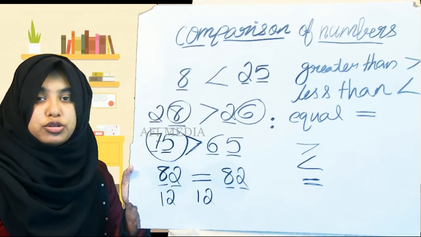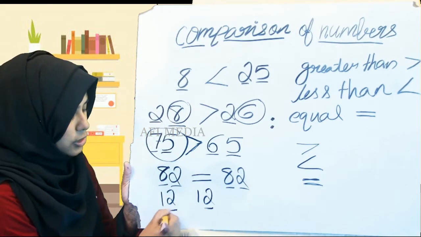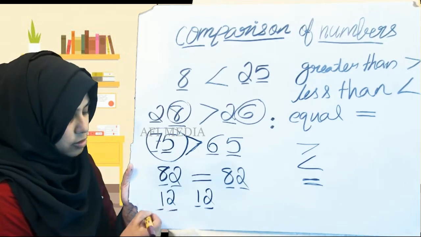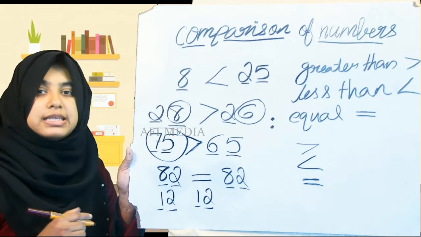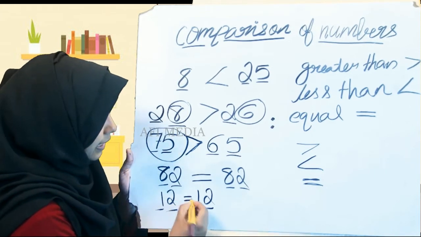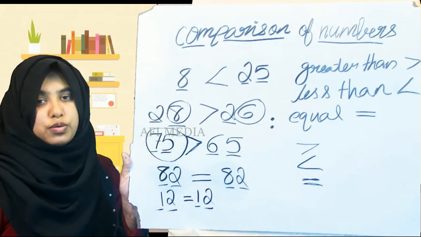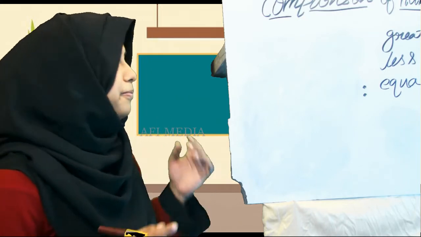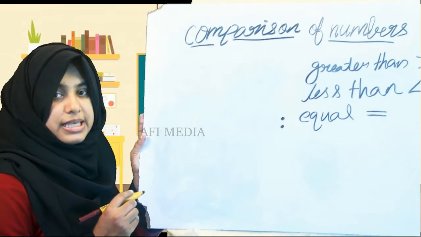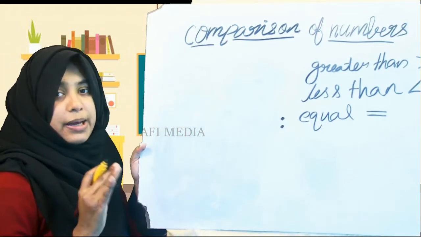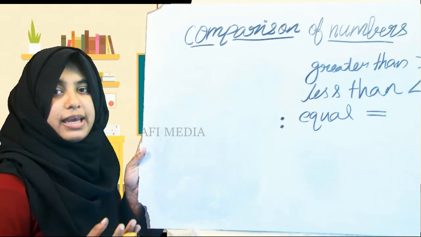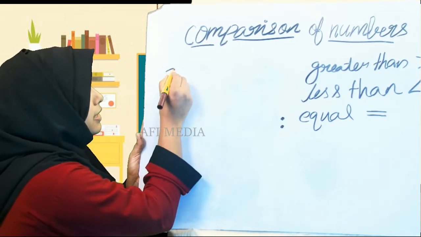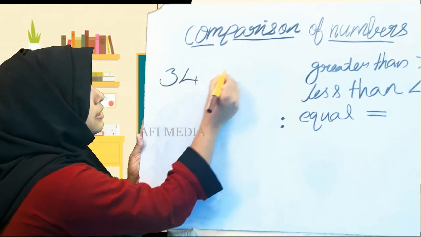Then another one, 12 and 12. Here also the ones place 2 is equal to 2, and 1 is also the same. So this is also equal, and we can add the equal sign. More examples. Listen, I will write two numbers again. First we compare 2-digit numbers, then 3-digit numbers.